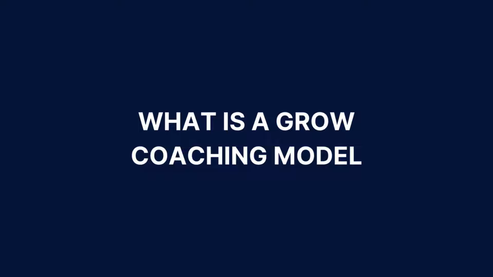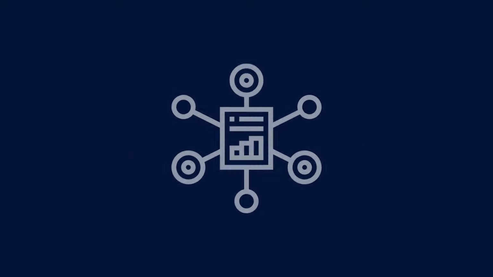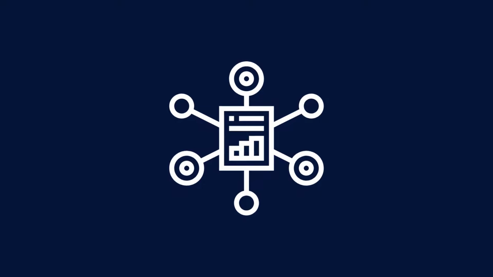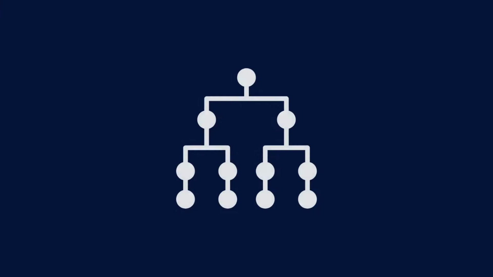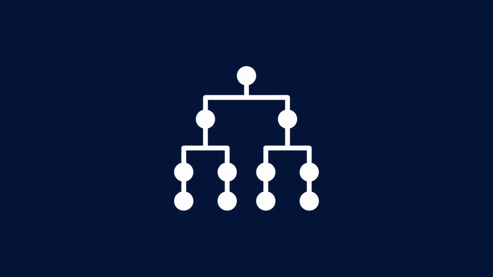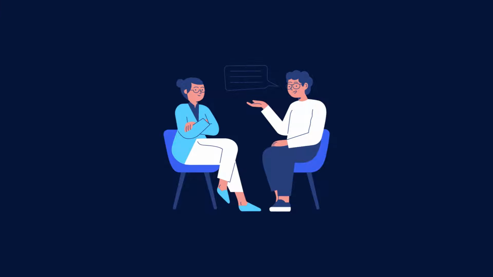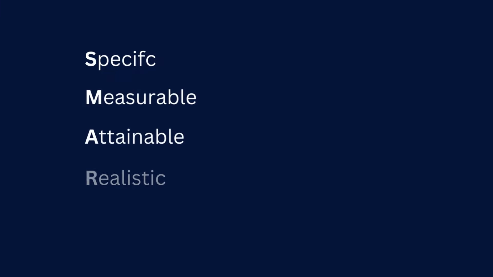What is a Grow Coaching Model? A Grow Coaching Model is a framework one can use when coaching or mentoring clients. They can use it specifically to structure their sessions. The acronym GROW stands for G, Goal. During this part of the session, the client shares with the facilitator what they want to achieve. It's highly encouraged to create a SMART goal, one that is specific, measurable, attainable, realistic, and time-bound.